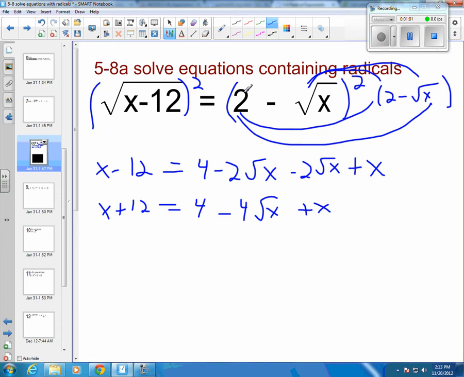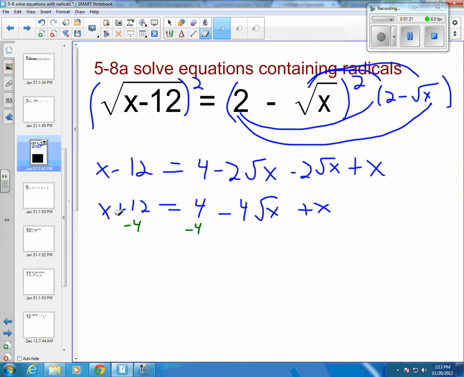Or if you did your formulas, 2 squared is 4, square root of x squared is x, and 2 times the square root of x times 2 is 4 square roots of x. Then you want to get x by itself. So you want to get the square root of x by itself so you can square both sides again. So I'm going to subtract 4 here and subtract 4 over here.